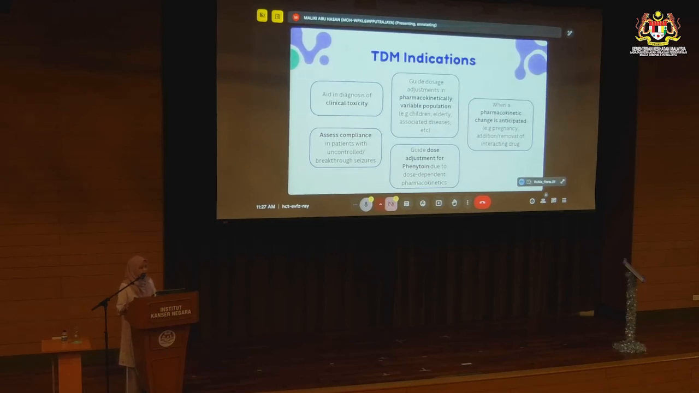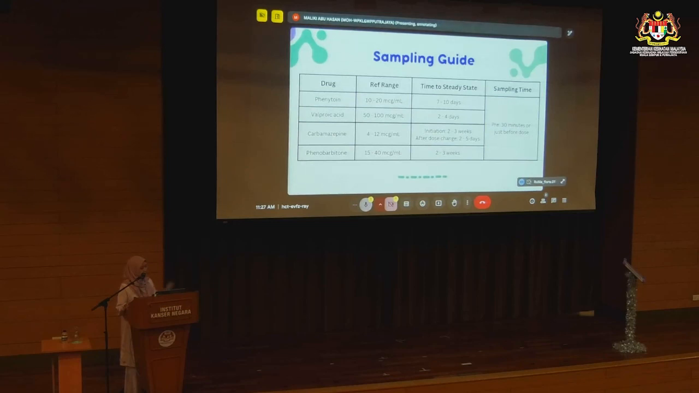And then lastly is when a pharmacokinetic change is anticipated. So pregnancy, if there is any addition or removal of interacting drugs, and also if there are any generic versions and something like that, you have to think about if there are any changes in the levels. This is where we do the indications. It is not for all patients. If you see a lot of the recent guidelines, they actually say that TDM is most often over-requested, and this will lead to injudicious alteration of drug doses. So yeah. Okay, this is a sampling guide for the 4 drugs.